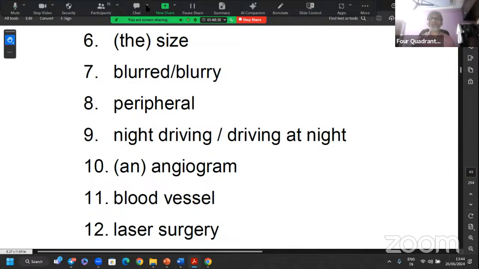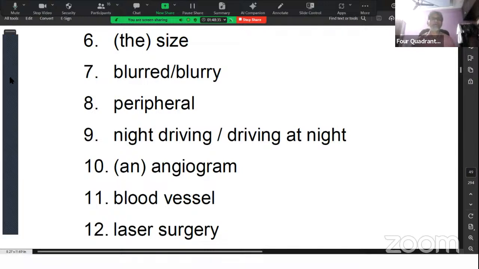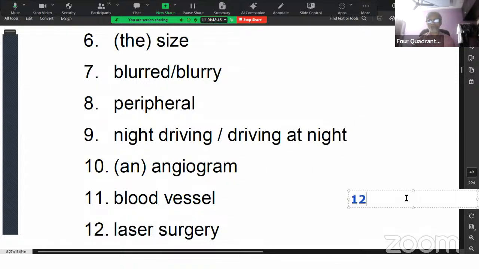Now, put your marks. How many marks did you get? How will you put your mark? You have to put your mark like this. For example, out of 12, right? Out of 12, how many marks did you get? You have to put that there. So out of 12.